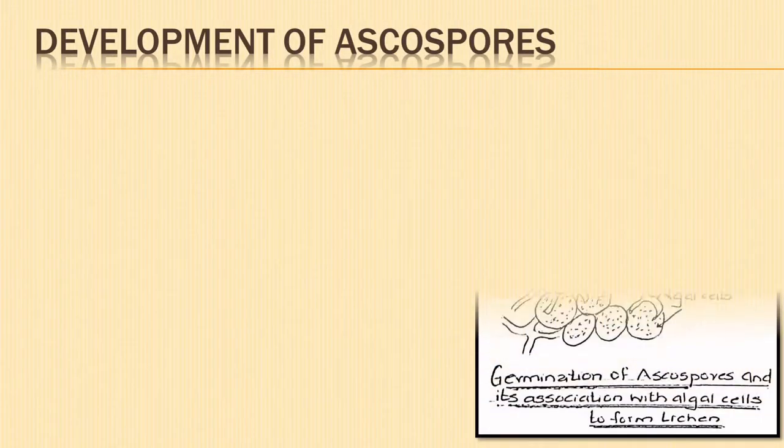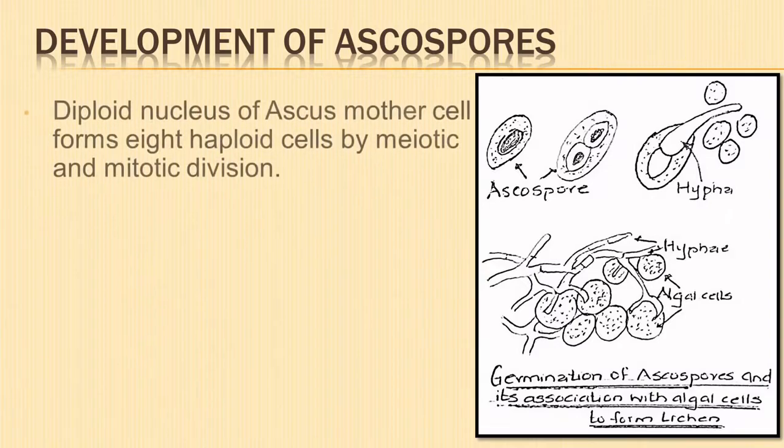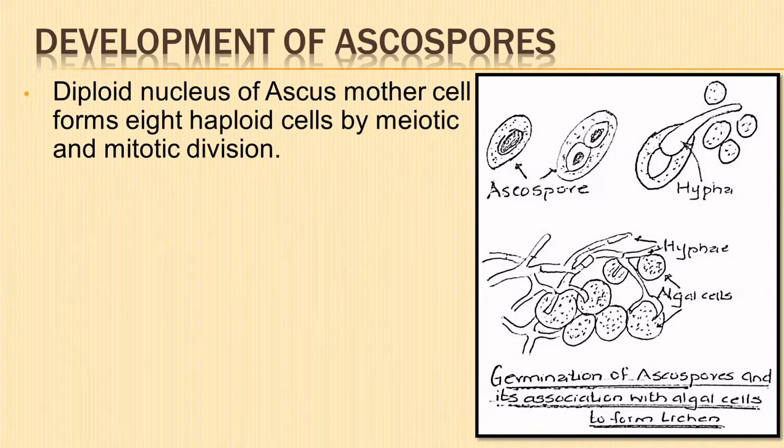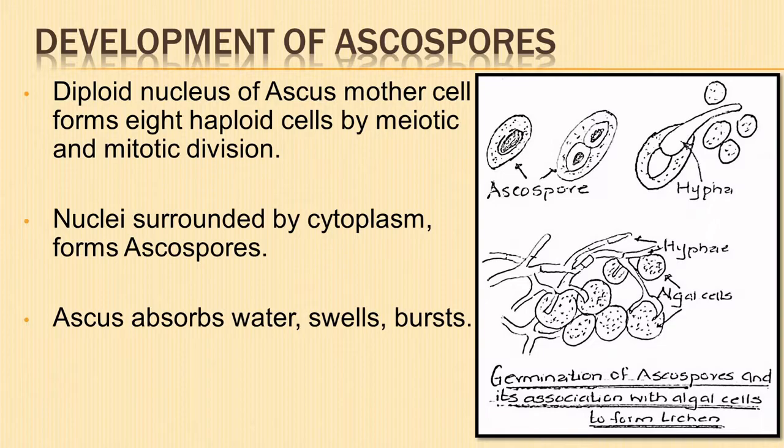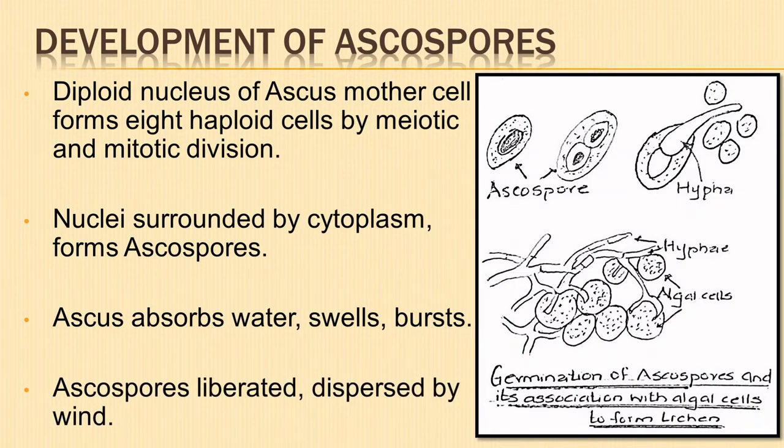Development of ascospores. The diploid nucleus in the ascus mother cell, formed by the fusion of two haploid nuclei, undergoes meiosis and mitosis, resulting in 8 haploid nuclei. These nuclei are surrounded by cytoplasm and form the ascospores. As the ascus swells by absorbing water, it bursts and the ascospores are liberated and carried by wind to distant places.